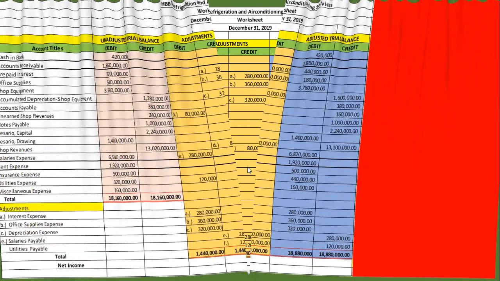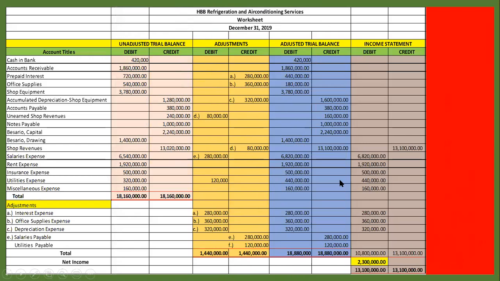We now proceed to preparing the income statement. When you prepare the income statement, just focus on the adjusted trial balance column. And since it's an income statement, forget the items at the top. Just focus your attention from here, from the sales or the shop revenue of 13,100,000.